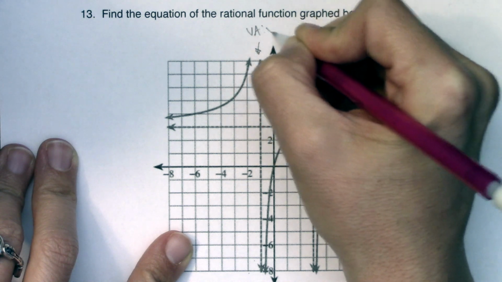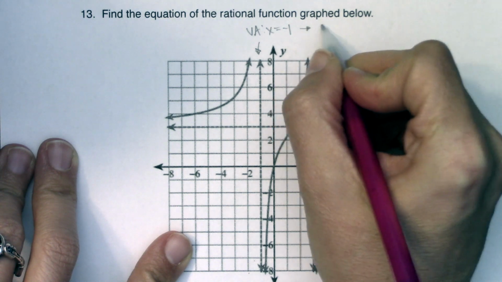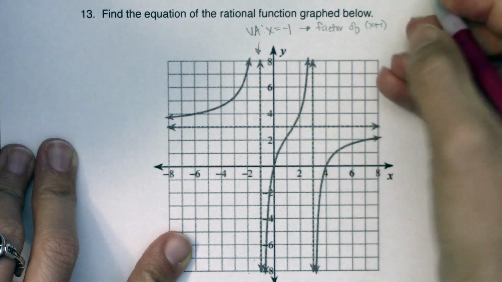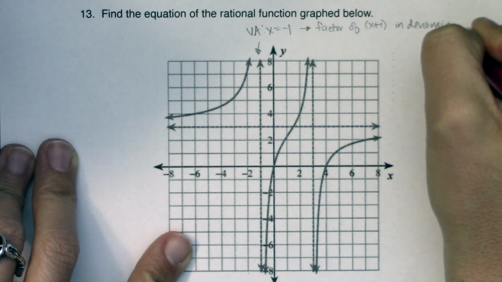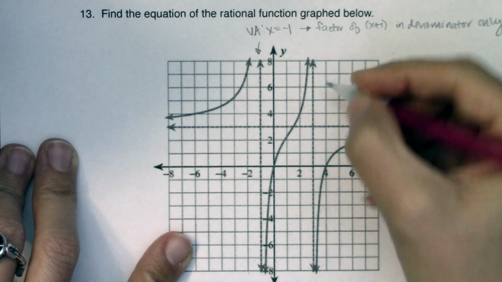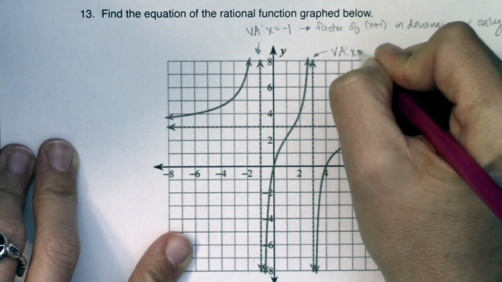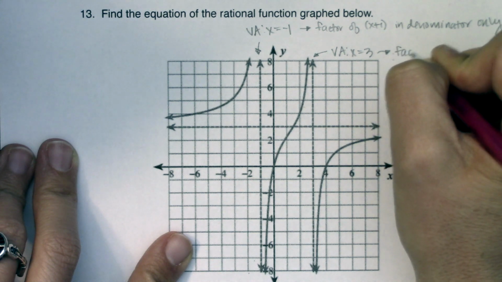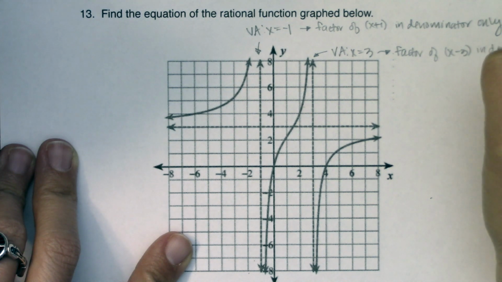So there's a vertical asymptote at x equaling -1. So that tells me, from there, I know I'm gonna have a factor of x plus 1 in my denominator only. Okay, same thing's about to happen here at x equaling 3, right? So I see that I have another VA at x equaling 3. So that's going to tell me I have a factor of x minus 3 in my denominator only.